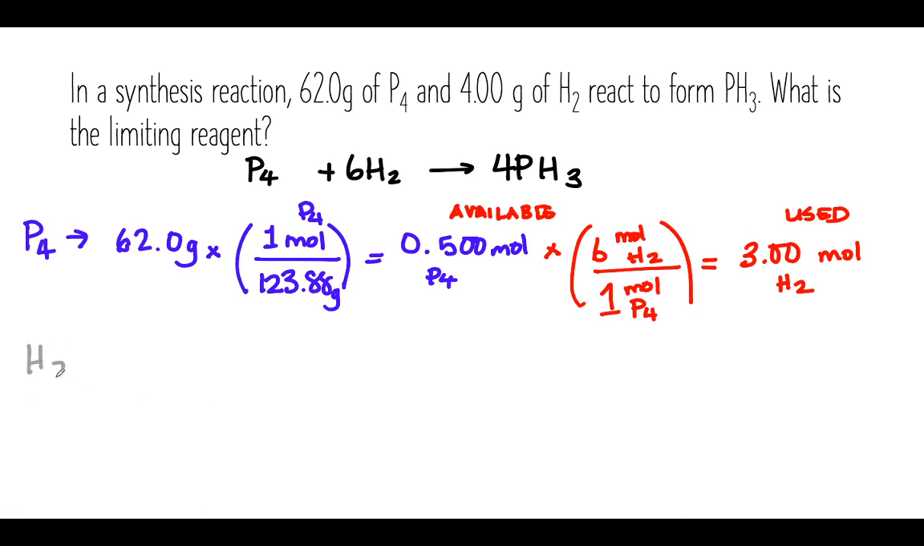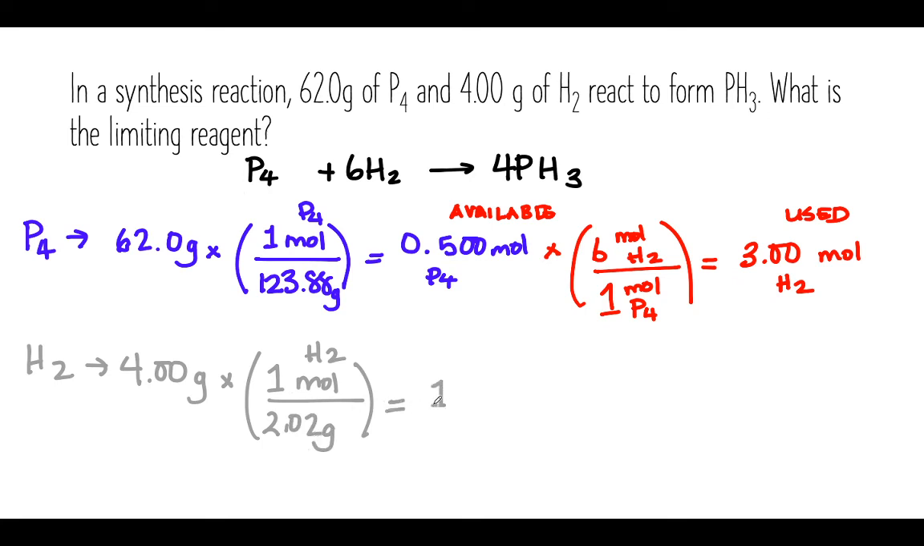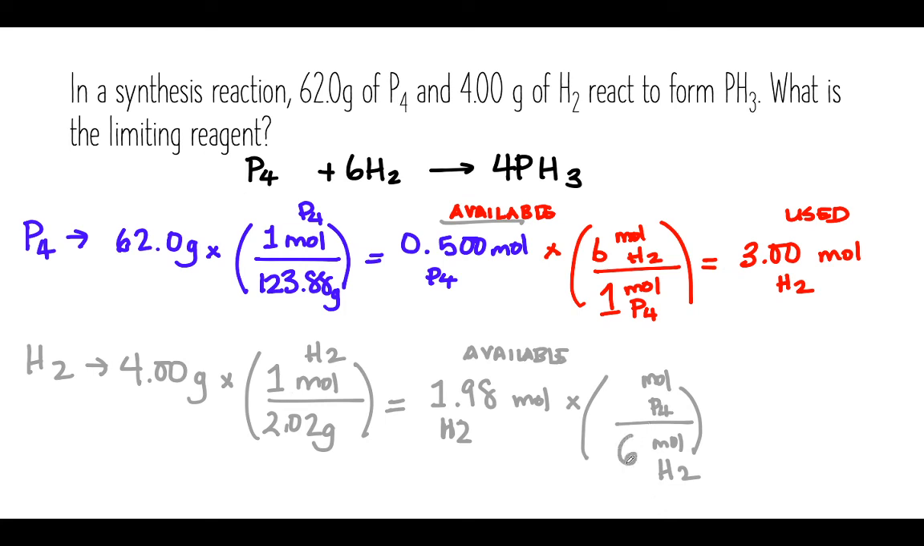All right, let's do the other reactant. Let's do gray. H2. So first finding the moles, 4.00 grams of H2. For every 1 mole of H2, there are 2.02 grams of H2, which will then give you 1.98 moles of H2. Again, this is the number of moles of H2 that is available, right? And I'm going to use the mole ratio to the other reactant, so moles of H2 at the bottom and moles of P4 at the top. So for every 6 moles of H2, there is 1 mole of P4, which will then give you 0.33 moles of P4.